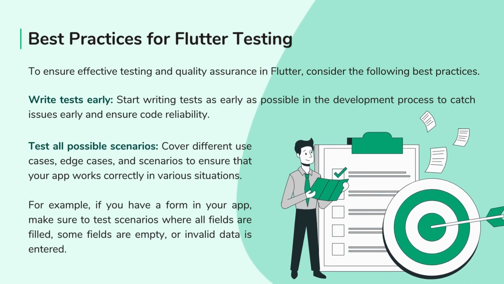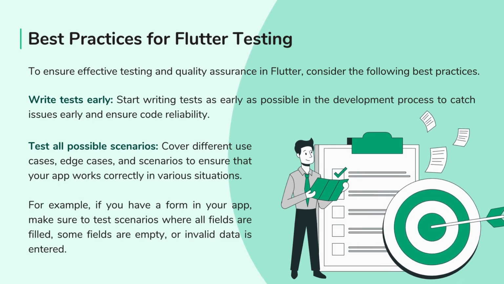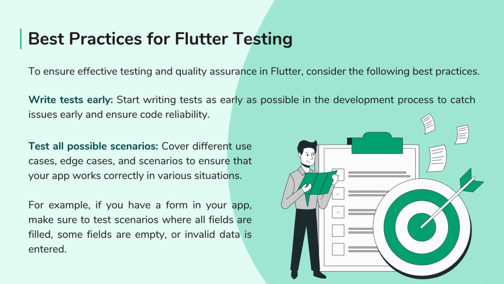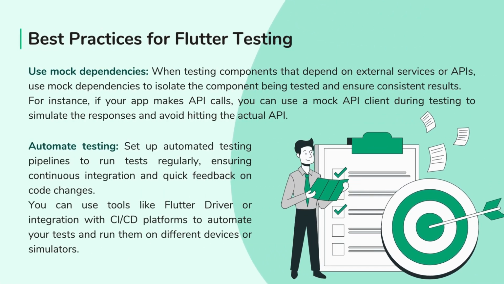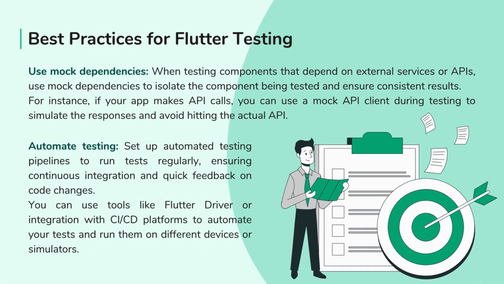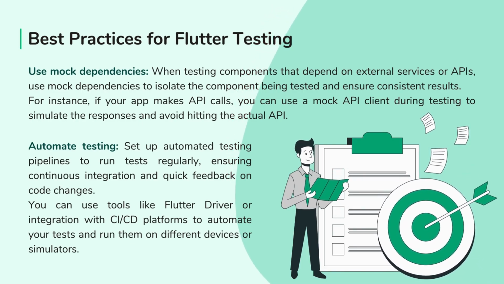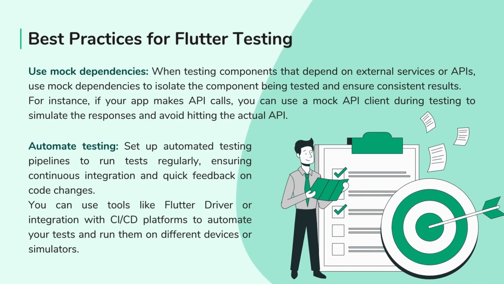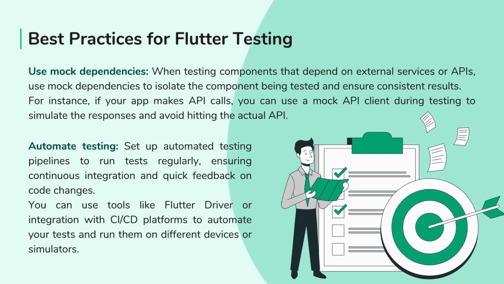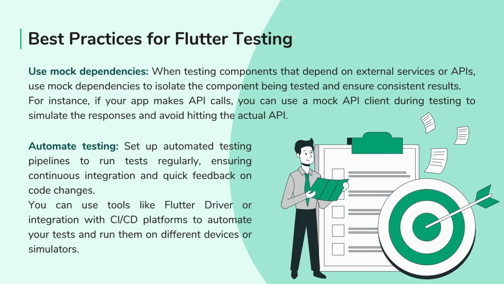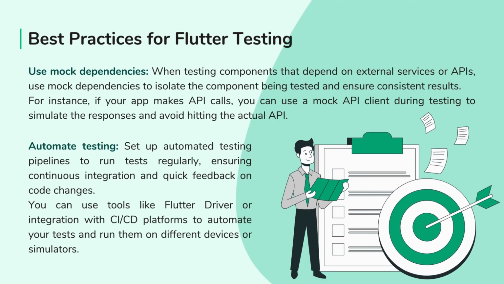For example, if you have a form in your app, make sure to test scenarios where all fields are filled, some fields are empty, or invalid data is entered. Use mock dependencies. When testing components that depend on external services or APIs, use mock dependencies to isolate the component being tested and ensure consistent results. For instance, if your app makes API calls, you can use a mock API client during testing to simulate the responses and avoid hitting the actual API.